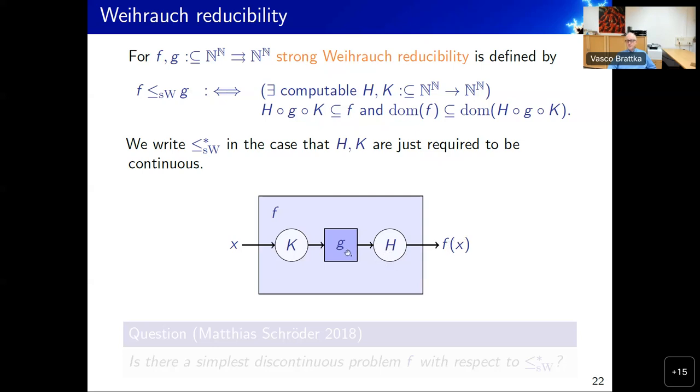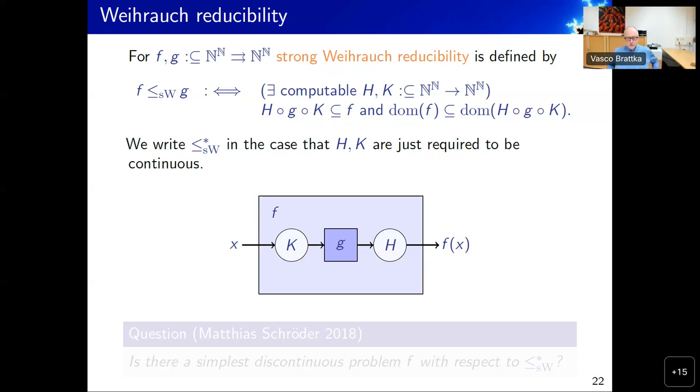So I can kind of use G once here, like in many-one reducibility, but now it's not a set, but a function, a multivalued function, that I can use once here to get a solution for F.